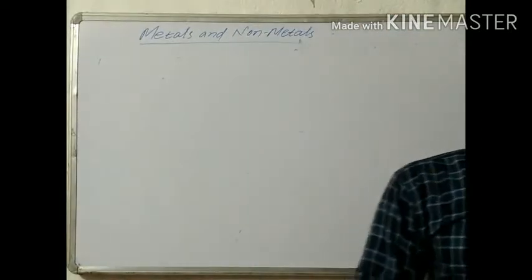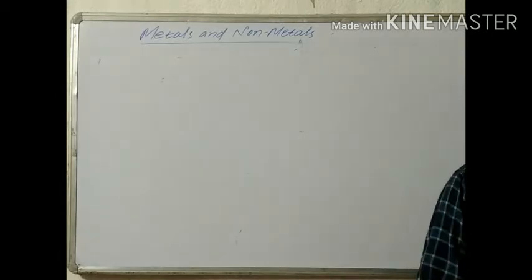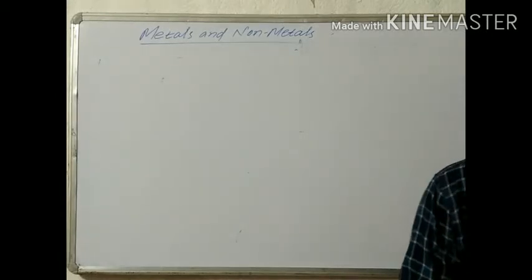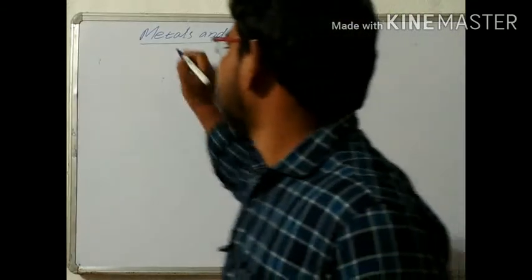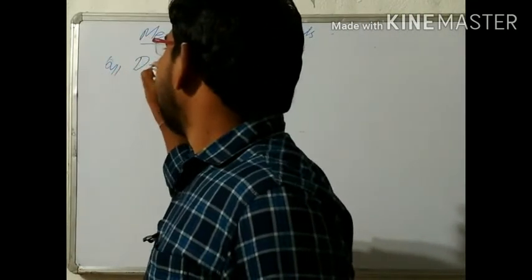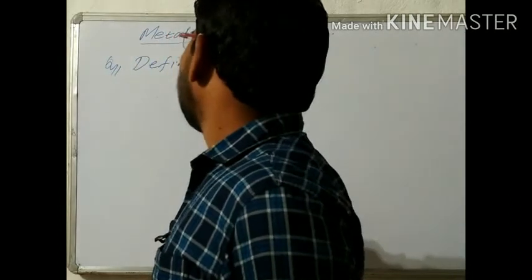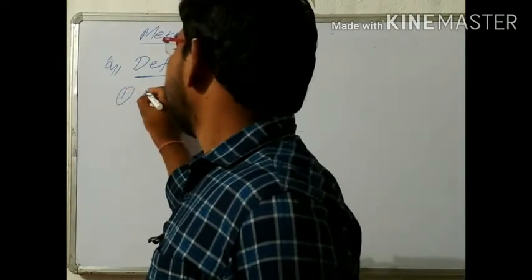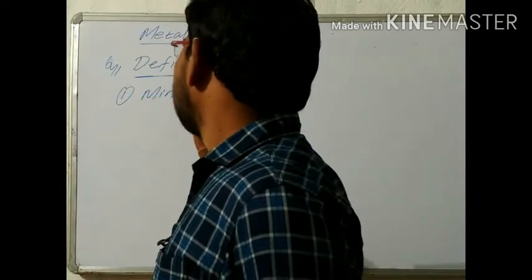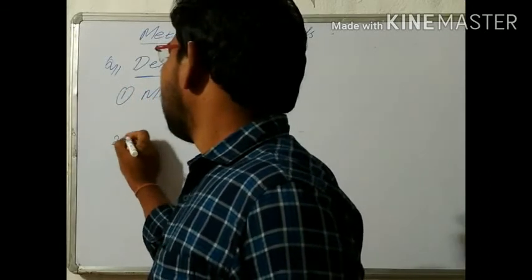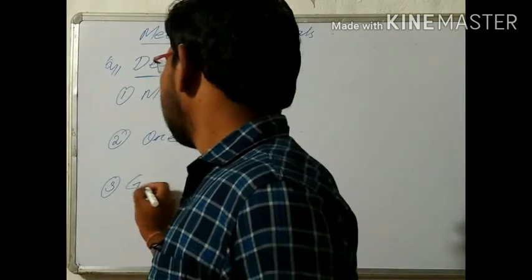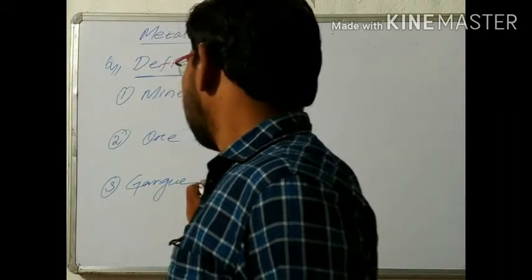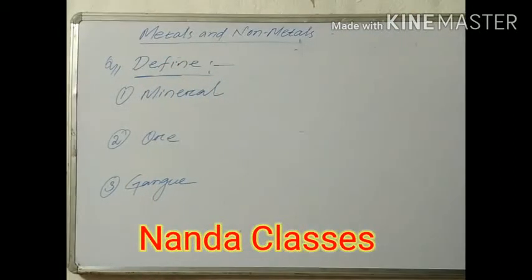Okay, next 1 mark questions that will come are define the term. Next questions are define. This also is a 1 mark question. First one is mineral. Next one, ore. Next, gangue. These are the 1 mark questions that will come.